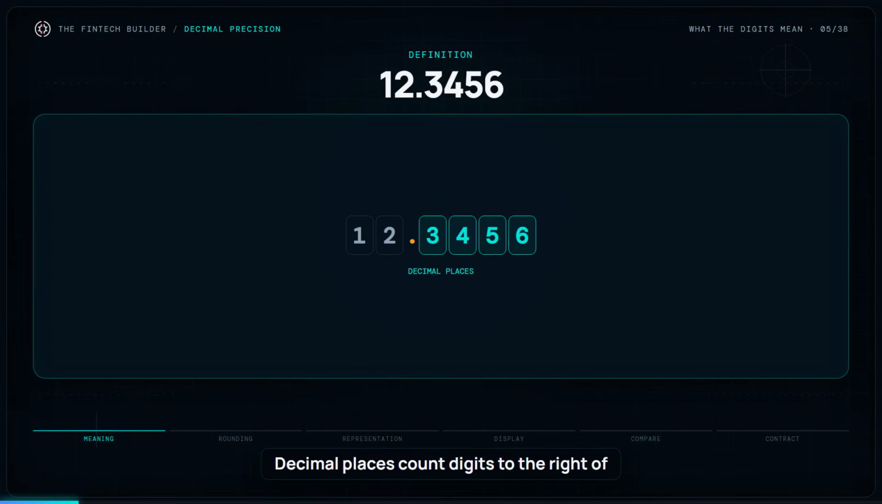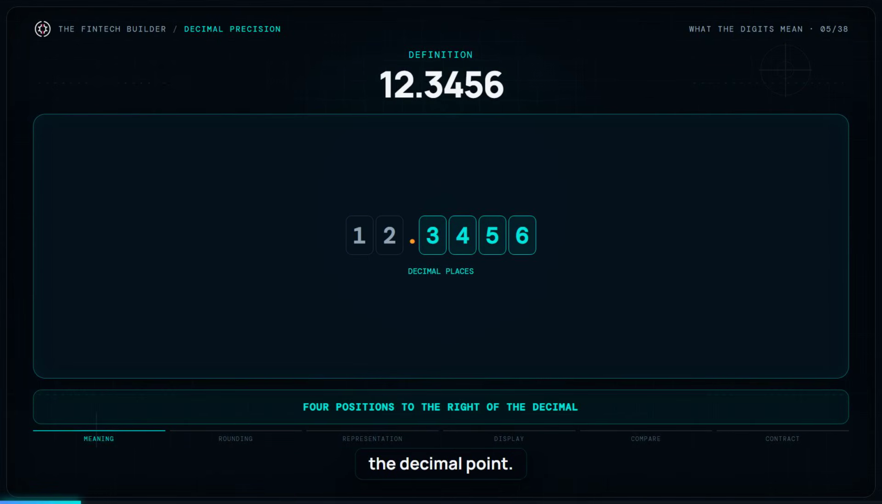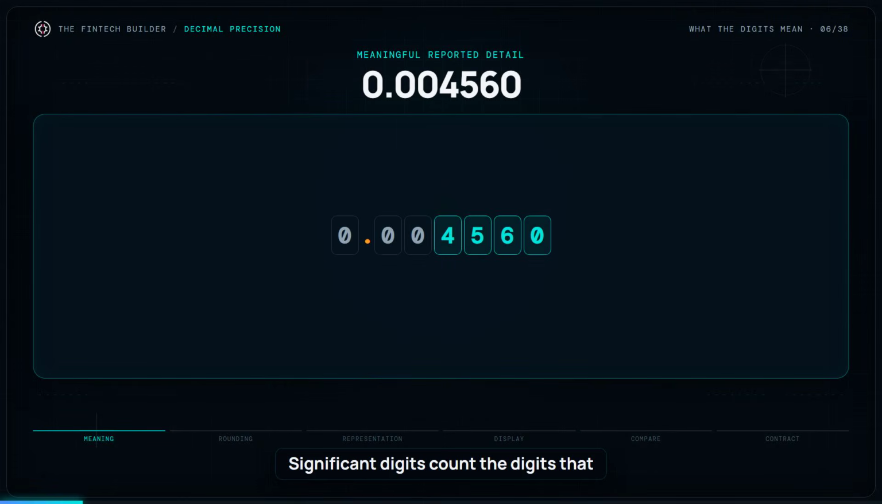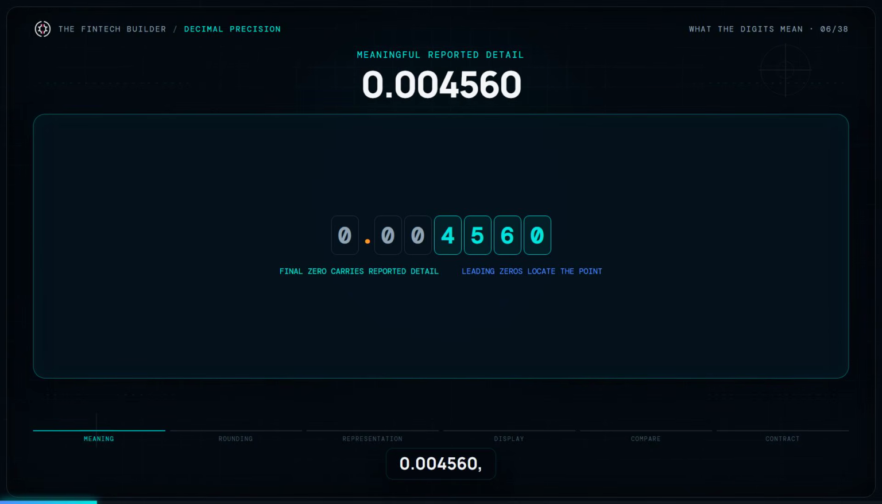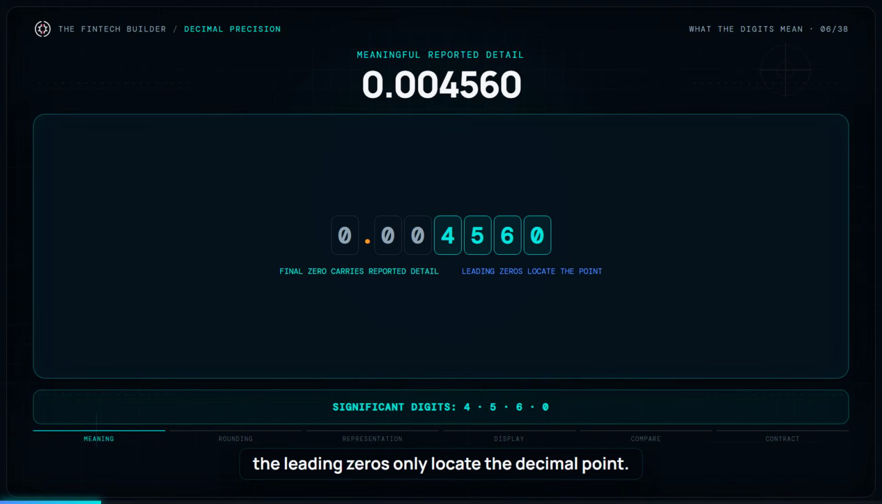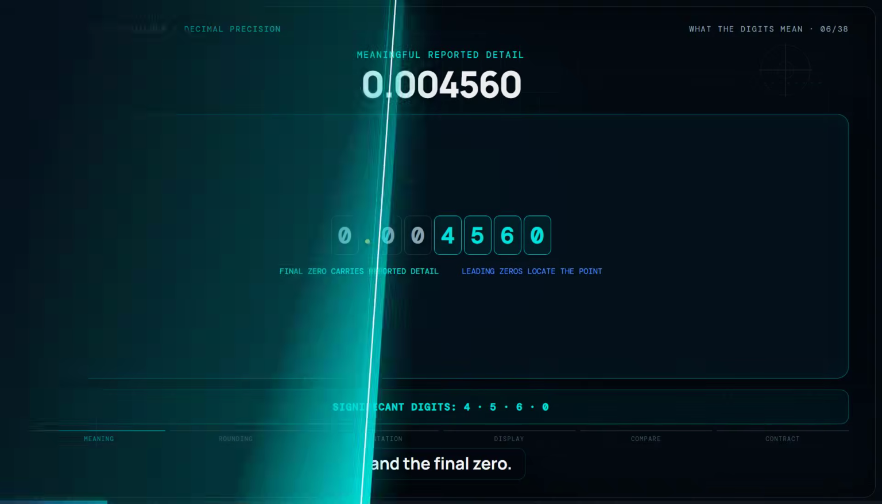Decimal places count digits to the right of the decimal point. Significant digits count the digits that communicate meaningful detail about the value. For example, 12.30 contains four significant digits. The zero matters because it communicates the reported level of detail. In 0.004560, the leading zeros only locate the decimal point. The significant digits are 4, 5, 6, and the final zero.